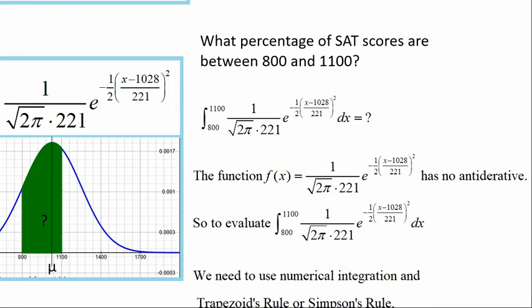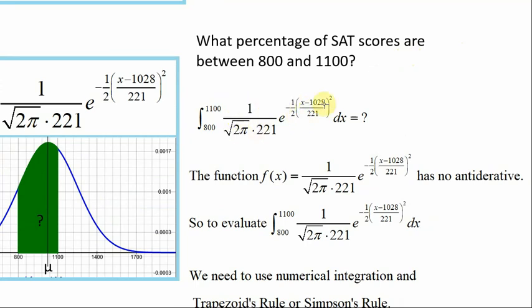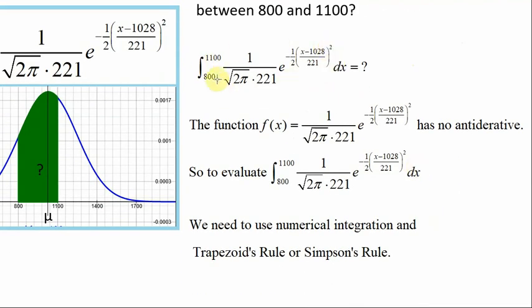And so the problem that we're going to have is this. This function right here has no antiderivative. And so in order to evaluate this definite integral, we have to use what's called numerical integration, a method like either Trapezoid's rule or Simpson's rule, to find the value of this definite integral. And so let's use Trapezoid's rule to find the value of this definite integral.